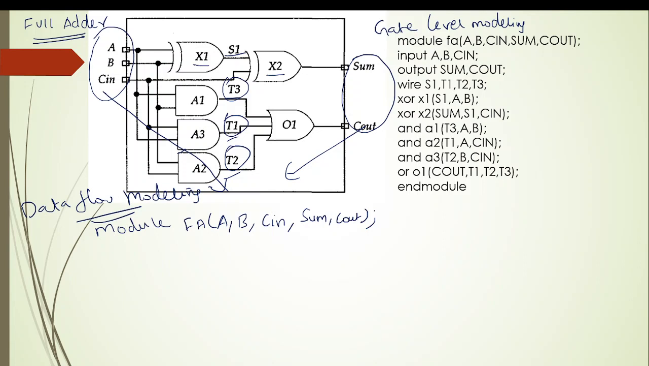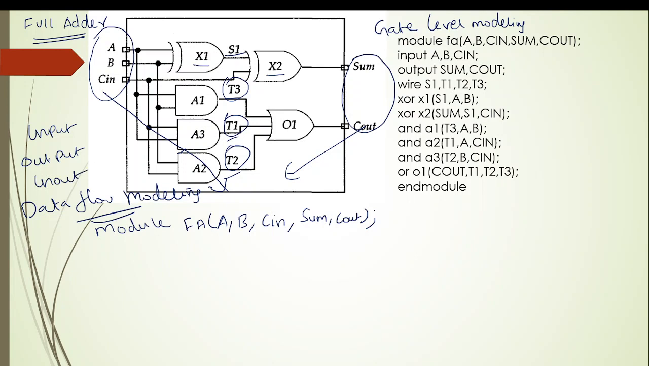Now the signals in the port list should be declared. I already told you that there are only 3 ways to declare a signal in the port list. One is input, another one is output, and the last one is inout.